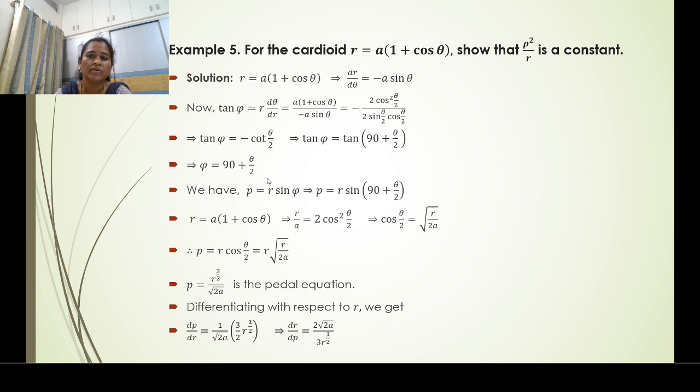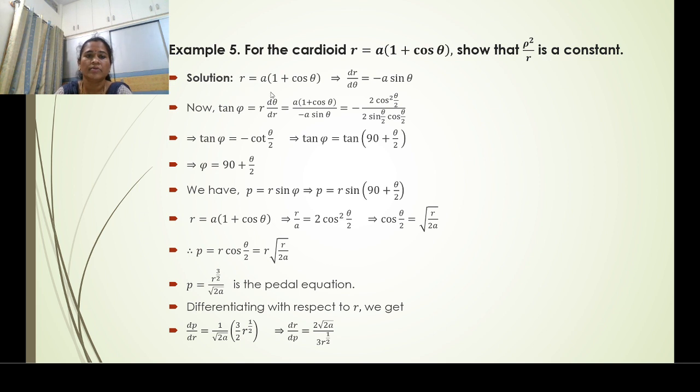Okay, next we move on to example number 5. In example number 5, for the cardioid equation r is equal to a into 1 plus cos theta, this is the equation of a cardioid. Show that rho square by r is a constant. Okay, let us move on to the solution part.